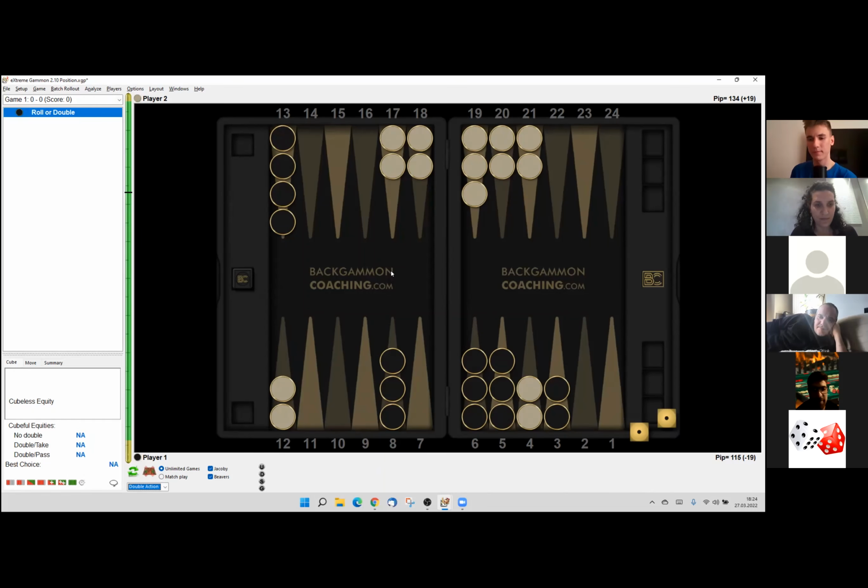So say that black has the 7 and 8 points made, but it doesn't have any extras. So no extra on the 13, 6, and 5. Oh, no, not 6 and 5. Could this be a take? Oh, okay.